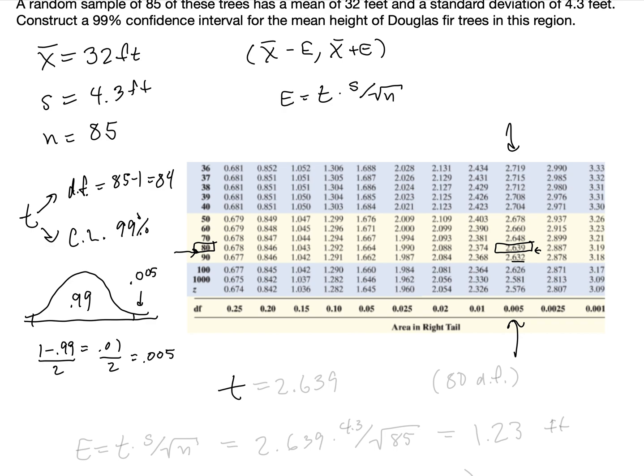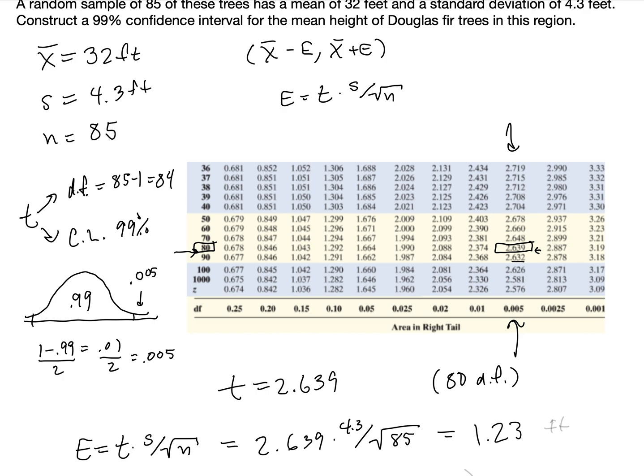So we're going to use t equals 2.639. We're using the value from 80 degrees of freedom. But again, we could have taken the average between 80 and 90, and it won't make a big difference in any of the problems that you're doing. So t is 2.639, and now that means that our margin of error is t times the standard deviation for the sample over the square root of the sample size. That's 2.639 times our standard deviation was 4.3 divided by the square root of the sample size. That was 85. And so when we multiply that out, we will get 1.23 for our margin of error.